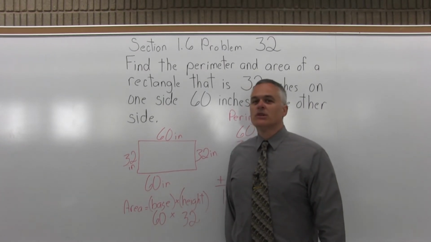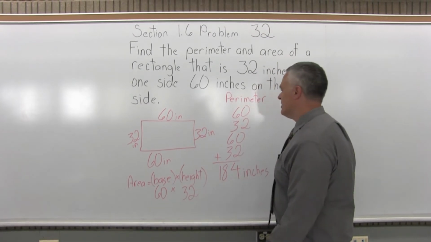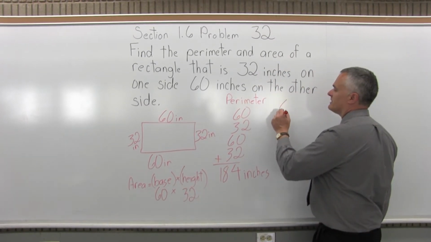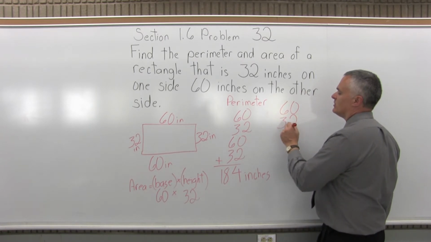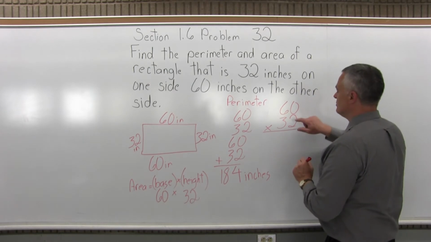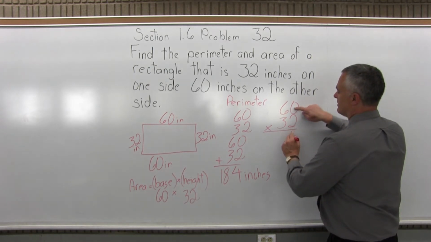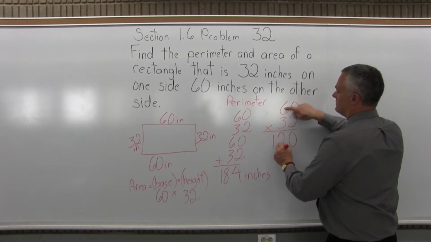Now those numbers are a little bit big to just multiply without writing it out. So let me come off to the side and write 60 times 32. So I start with a 2. 2 times 0 is 0. 2 times 6 is 12.